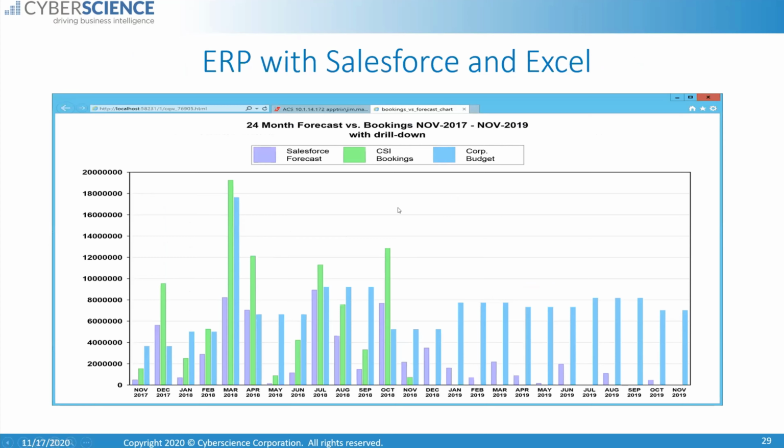Here is another example. This is a graph that has data coming from an ERP app, and then also coming from Salesforce, and it's coming from an Excel file. So they created a budget within Excel, data coming from both something out in the cloud and then also something locally, which happens to be their ERP system. And there's also drill downs here.